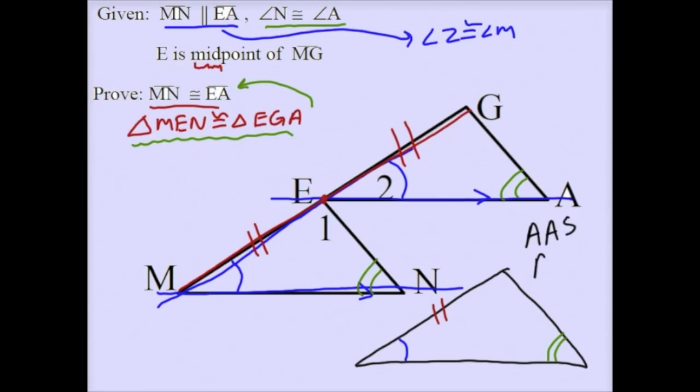And how do we pick? Well, in angle, side, angle, the side must be the included side. In this triangle, this side with the red tick marks is not the included side because it only touches that blue angle. It has nothing to do with this green angle over here. So as a result, we're not going to use angle, side, angle. We must use angle, angle, side in order to prove that the triangles are congruent.